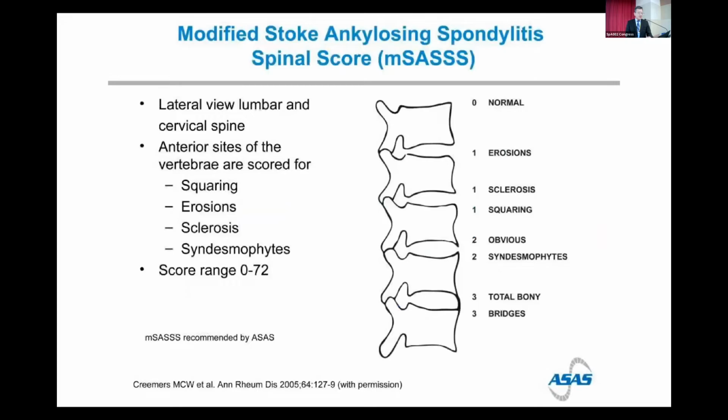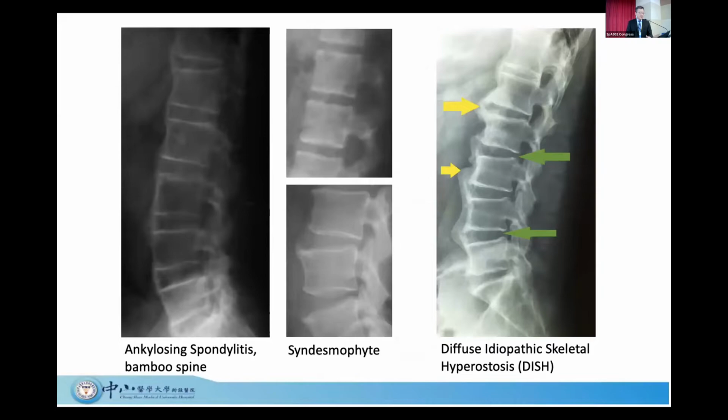And finally, the structural damage, the gold standard right now is mSASSS. It's a scoring by conventional X-ray of lateral view of your spine. You can score from 0 to 3 for each vertebra, and you have a total score of 0 to 72. But again, this is very insensitive and very subjective. So you don't need to do that within 2 years because it's a slow progression disease. But the X-ray can do very good differential diagnosis between AS and the other common disease, which is DISH.